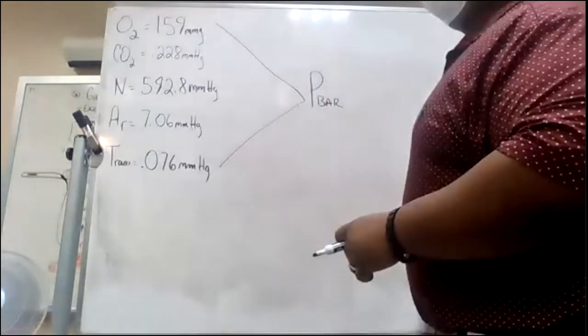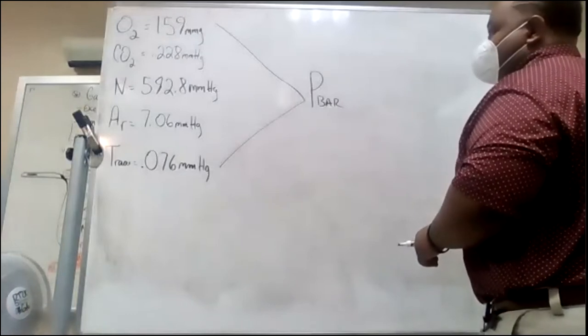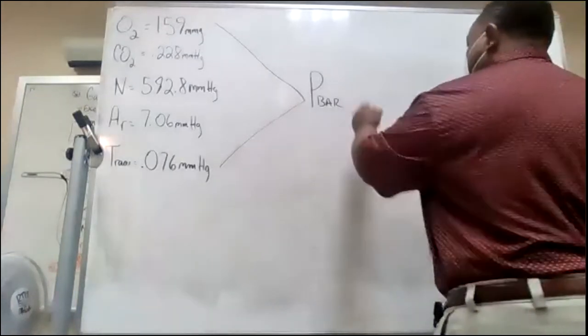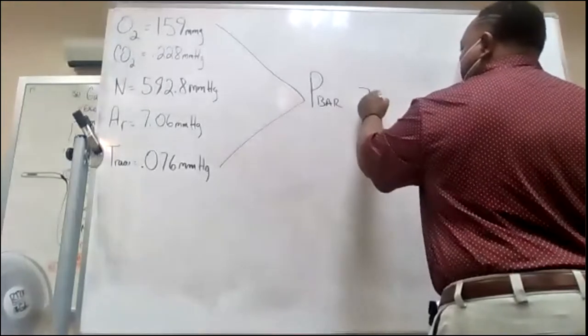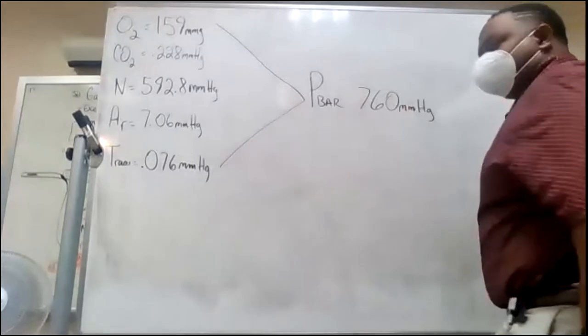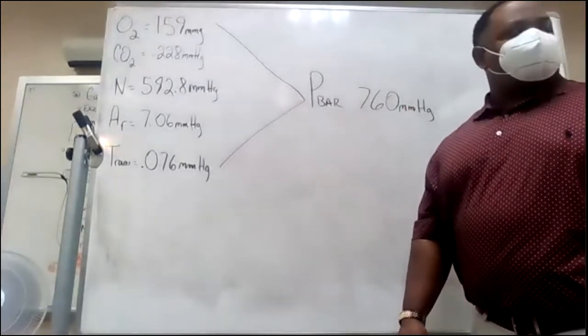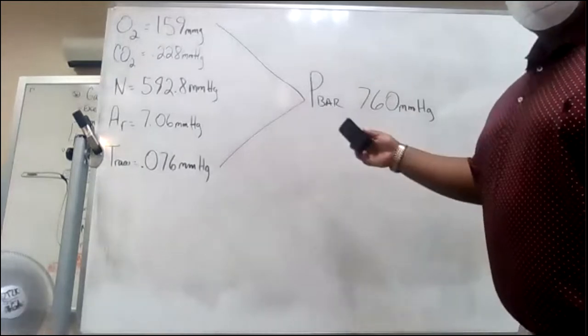So if I add those up, guys, what do I have? 759.164. So 760 millimeters of mercury. Okay. Got it? Any questions on how I got this?